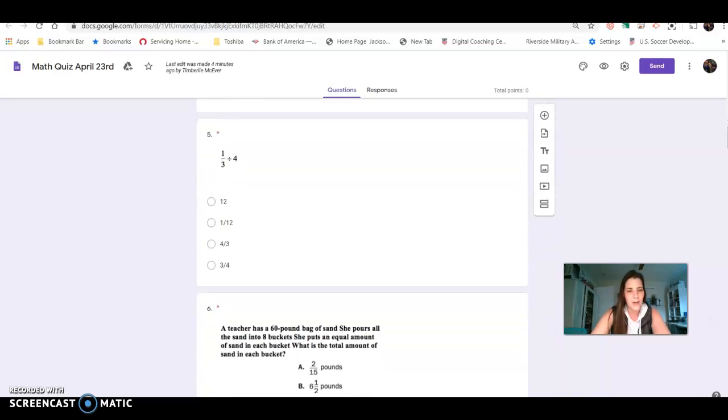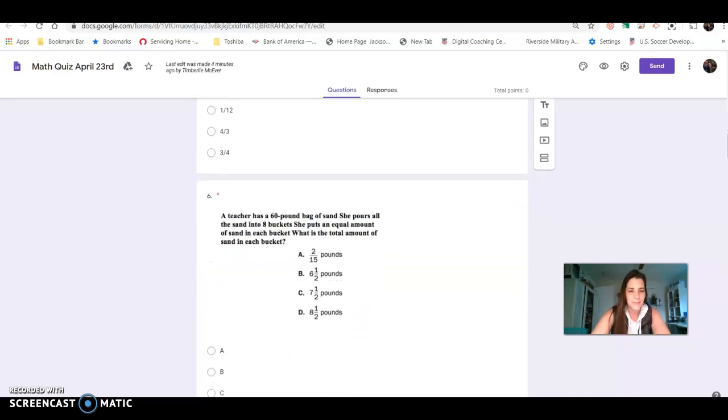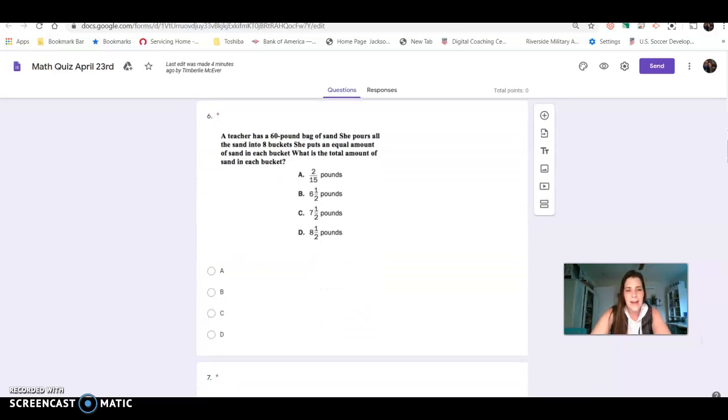Number 5 is not one that I need to read. Number 6, a teacher has a 60-pound bag of sand. She pours all the sand into 8 buckets. She puts an equal amount of sand in each bucket. What is the total amount of sand in each bucket?